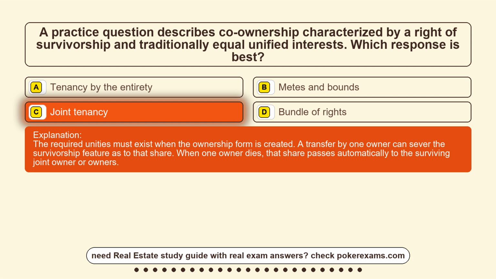The required unities must exist when the ownership form is created. A transfer by one owner can sever the survivorship feature as to that share. When one owner dies, that share passes automatically to the surviving joint owner or owners.